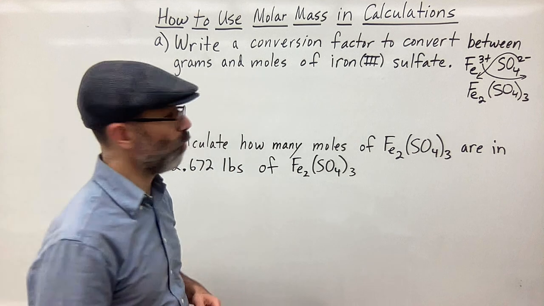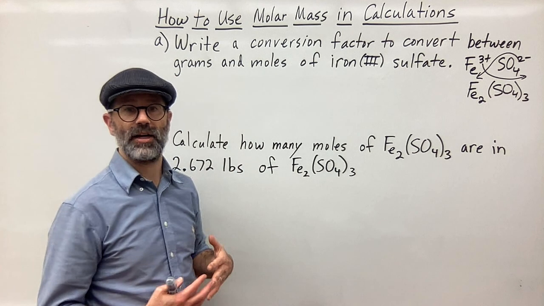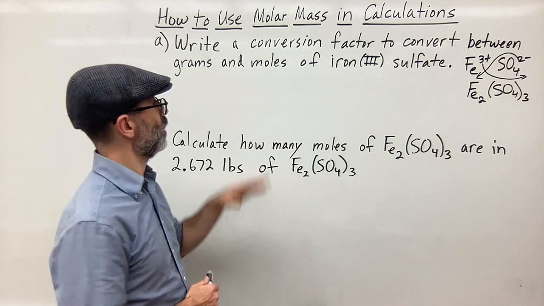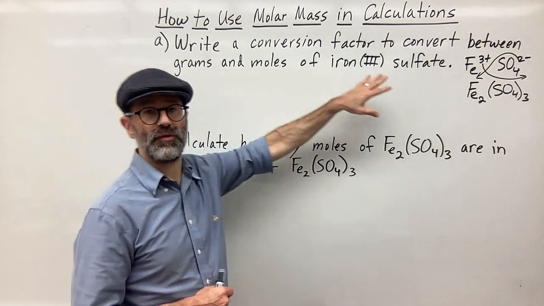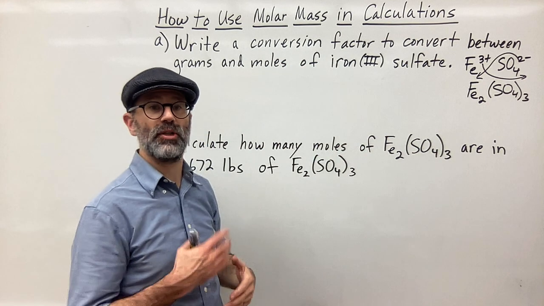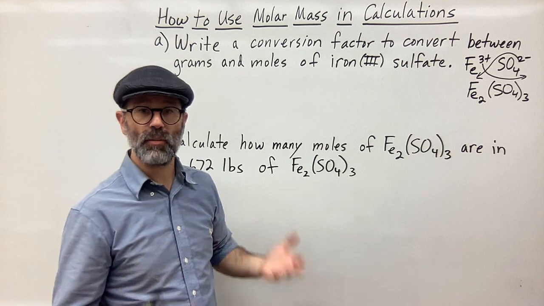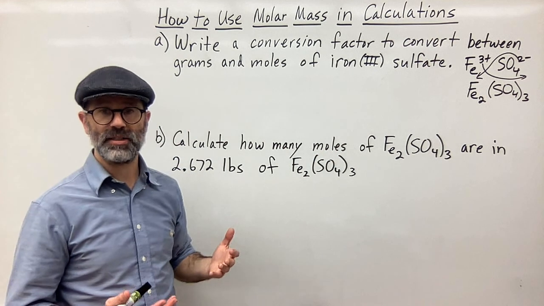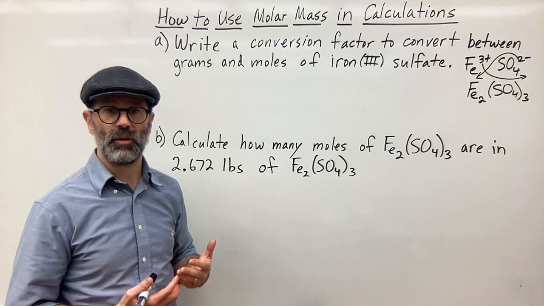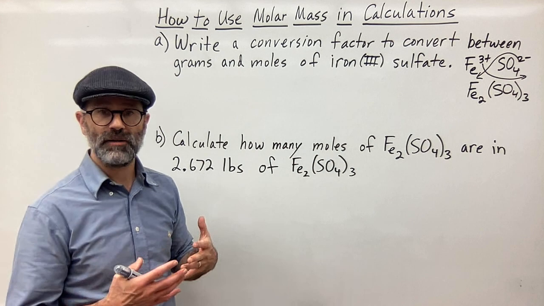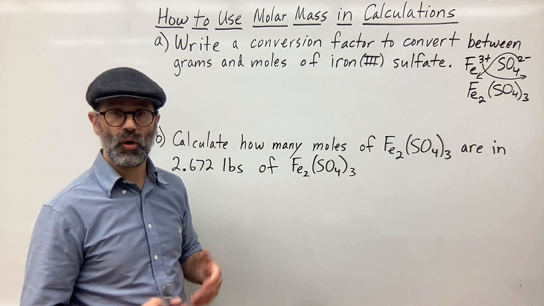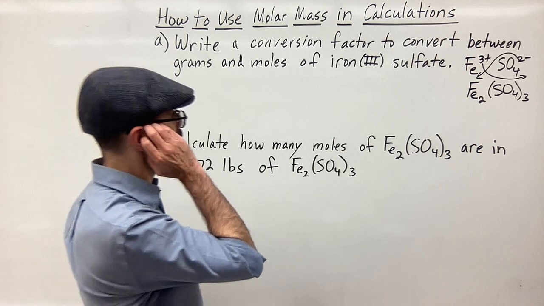Now that we have the formula, we can go ahead and calculate the molar mass, because that's what the conversion factor is. The conversion factor that helps us convert between grams and moles is the molar mass. You calculate that by looking up the atomic masses of all of the atoms in your formula and adding them together, and that becomes your molar mass, the number of grams per mole. So let's go ahead and add these together.